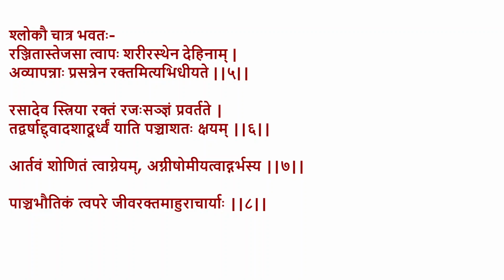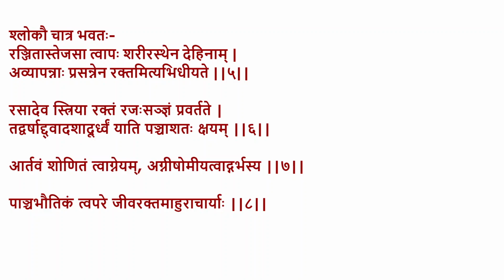Artavam shonitam agneyam, agni somiyatvat garbhasya. The artava rakta, the blood which is excreted out, is considered to have only the agneya part, the component which helps in the metabolism. But the nourishment part is lesser in the blood which is excreted out, because that nourishing part is utilized by the fetus. That's the hypothesis.